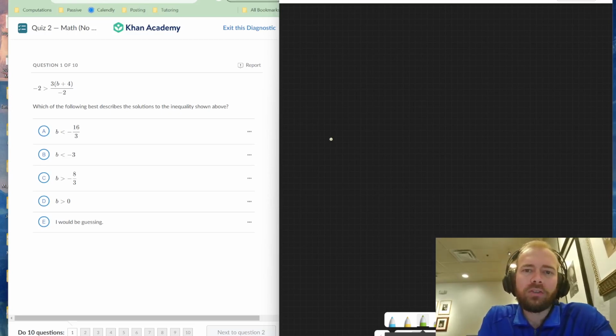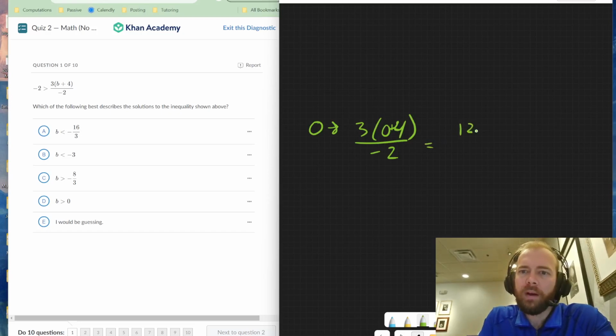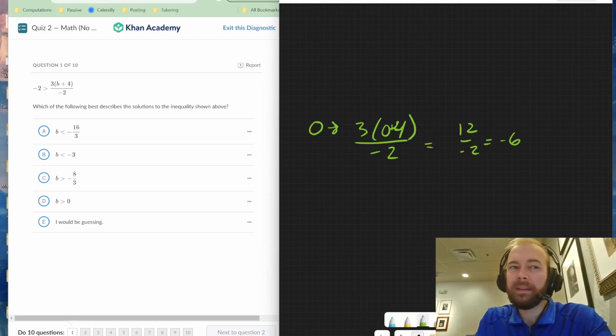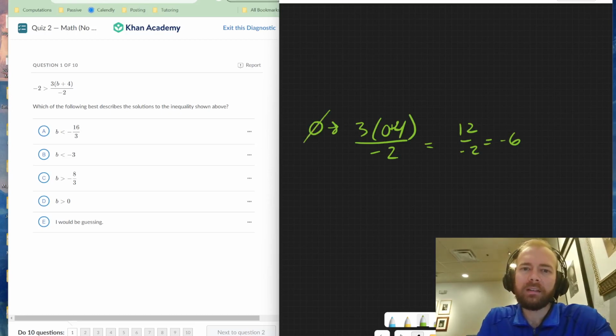So we could try that actually. Let's say we plug in 0. 0 is pretty easy to plug in. If I plug in 0, it would be 3 times (0 plus 4) over negative 2, and that's supposed to be less than negative 2. So 0 plus 4 is 4. 4 times 3 would be 12, over negative 2, is negative 6. We needed it to be less than negative 2, so it looks like that's not going to work out.